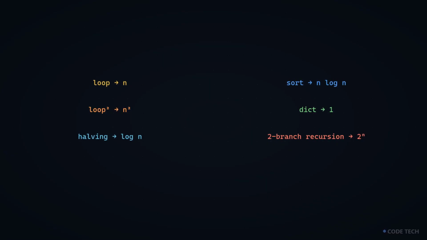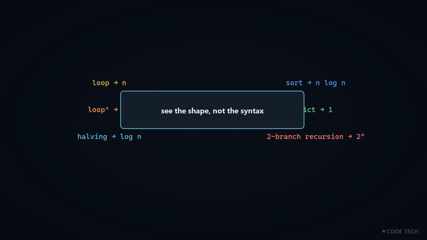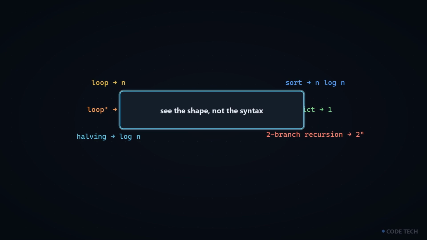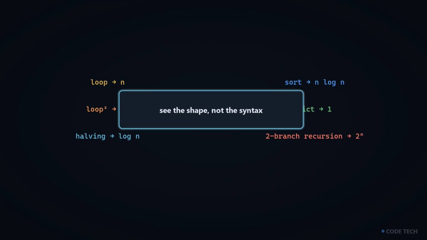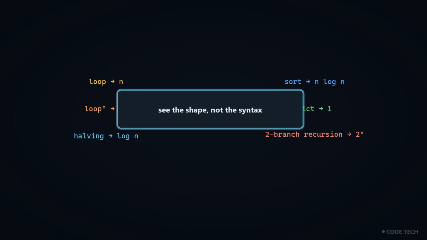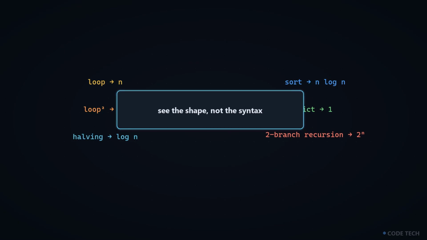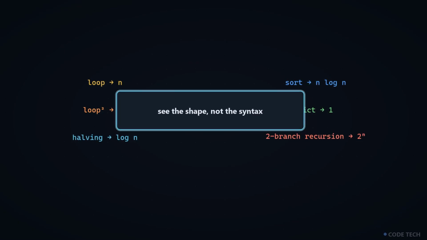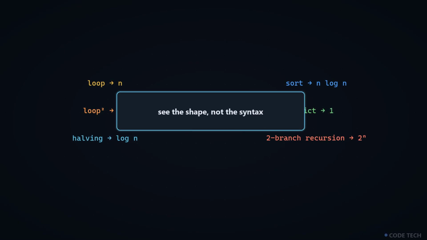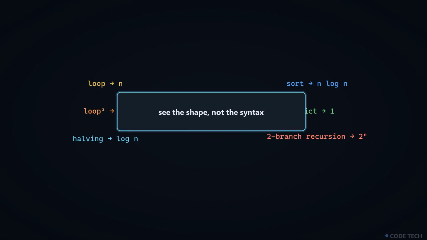From now on, you'll see code differently. A loop inside a loop will make your eyebrow twitch. The word sorted will smell like opportunity. When someone reaches for a list where a dictionary belongs, you'll feel it before you can explain it. That instinct, seeing the shape under the syntax, is what separates coders from computer scientists. Welcome to the second group.